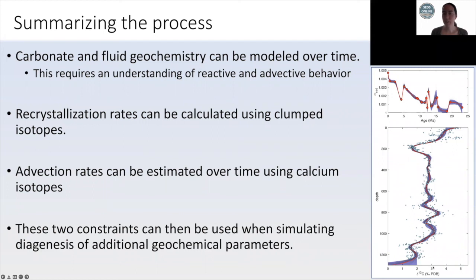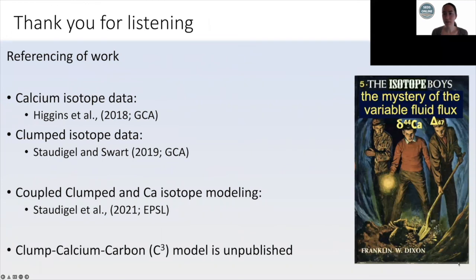Okay, our next question comes from Mohammed from Michigan. Thanks for the insightful talk. Does the model assume that the system is isochemical, meaning that there's no net dissolution or precipitation? Yes, it does. That is one of the assumptions of the model, is that there is no net dissolution of carbonate at this depth. Okay. Do you think that that is sort of a reasonable assumption at the depths that you've been calculating?